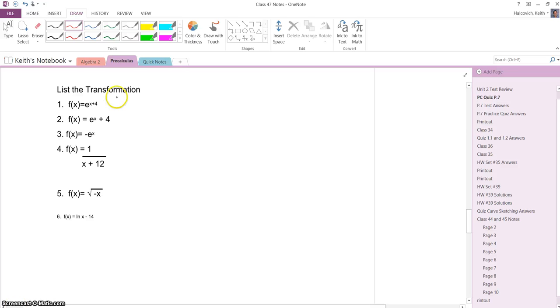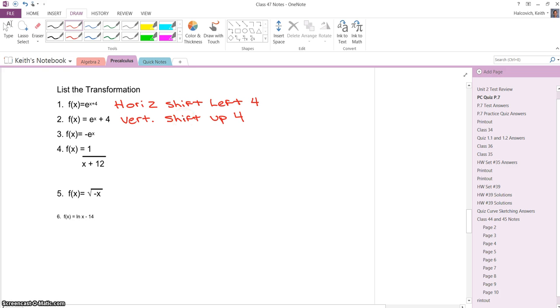All right, so for the first one, this is going to be a horizontal shift, because notice the +4 is in the function. So the horizontal shift to the left 4. Number 2, notice the +4 is outside the function, so it's a vertical shift. And it's going to go up 4 since we're adding.